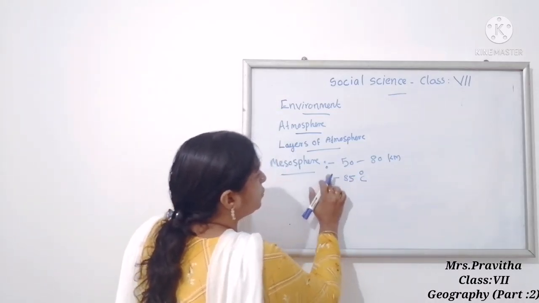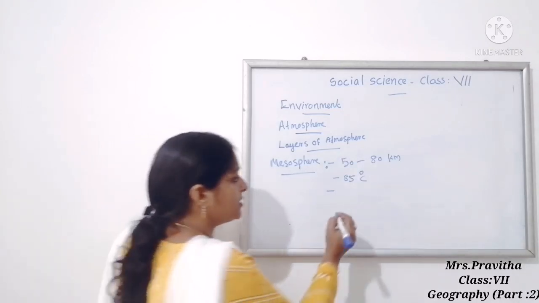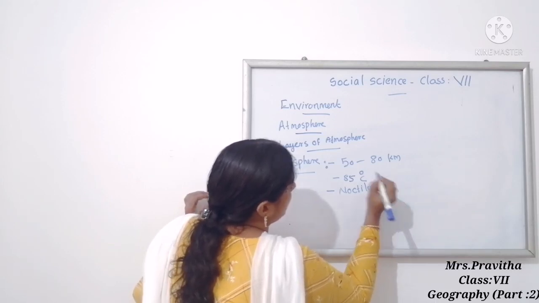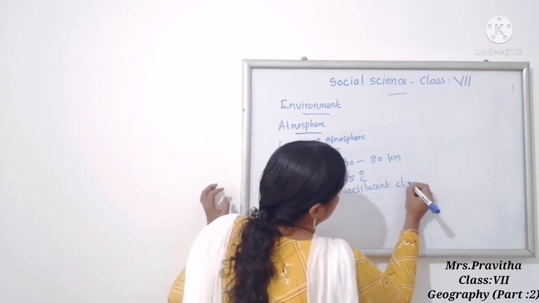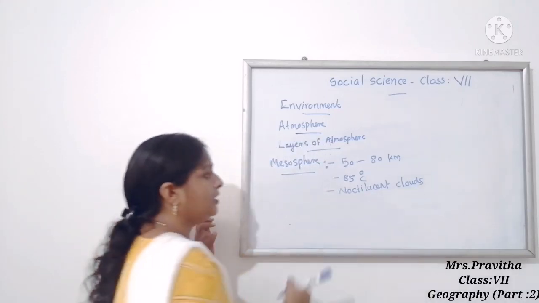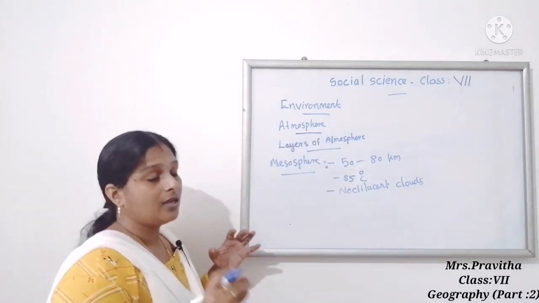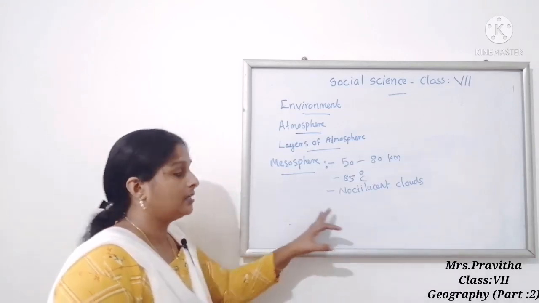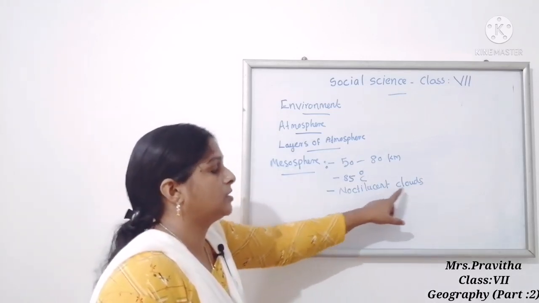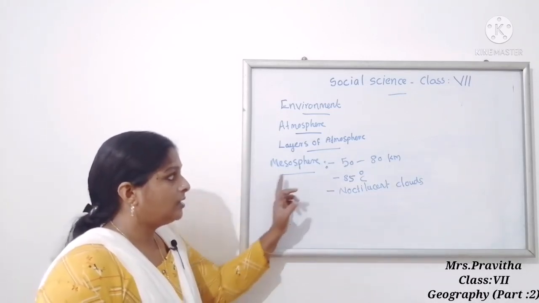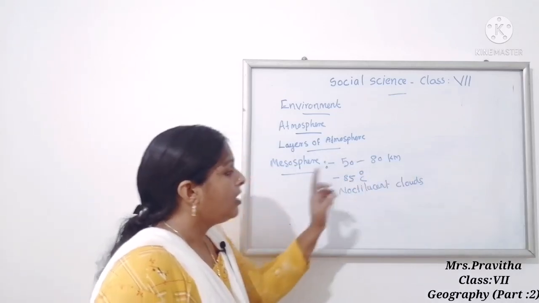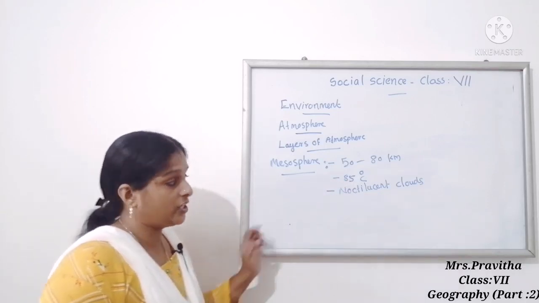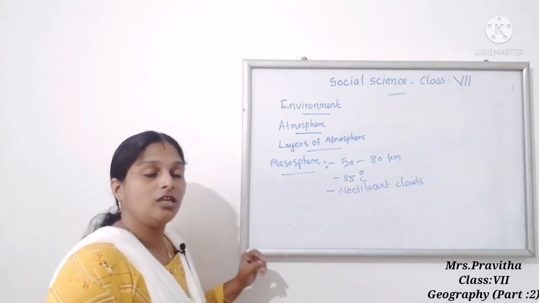So temperature will become minus 85 degrees Celsius, and it will lead to the formation of noctilucent clouds. Noctilucent means bright or shining clouds that we can see at the time of summer. So, mesosphere 50 to 80 kilometer. What about the temperature? Temperature decreases and it will become minus 85 degrees Celsius. It will lead to the formation of noctilucent clouds.